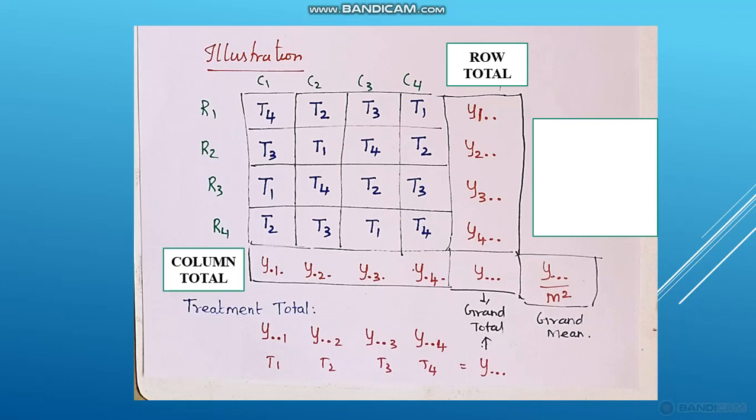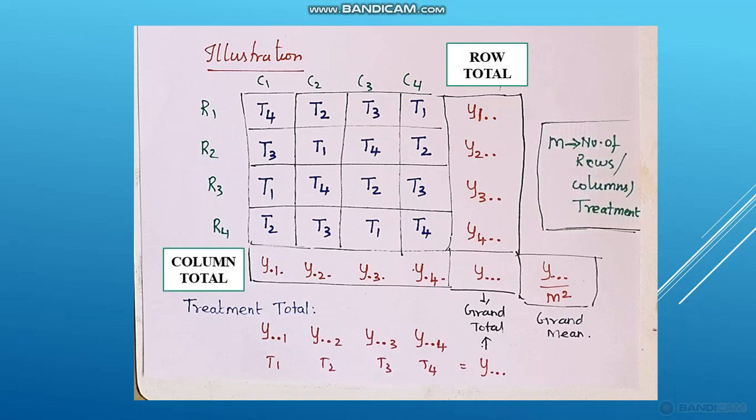For the grand mean, the grand total is divided by m square. Here m means the number of rows, columns, or treatments, so in this case we will have 4. So the formula for the grand mean is y dot dot dot divided by m square.